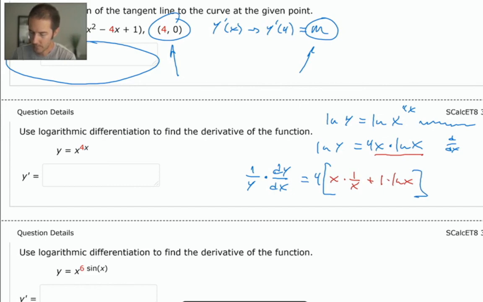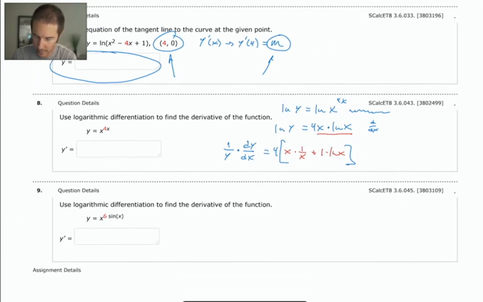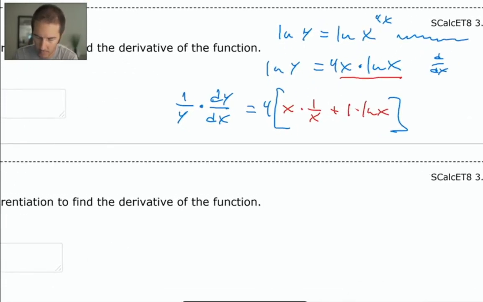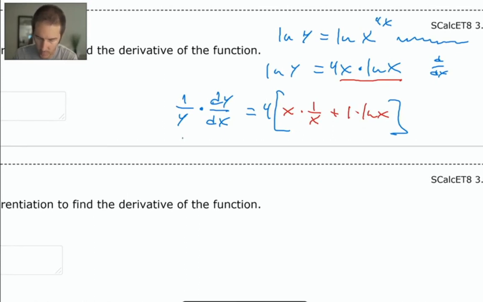Let's simplify the right-hand side and distribute multiplication by 4. And I'm going to write the left-hand side of my equation now as 1 over y times y prime, just switching up my notation, equals 4 times 1 equals 4. 4 times natural log of x makes positive 4 natural log of x.